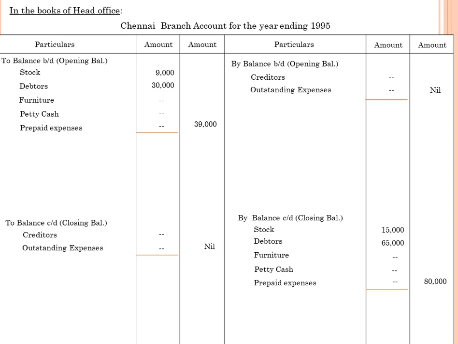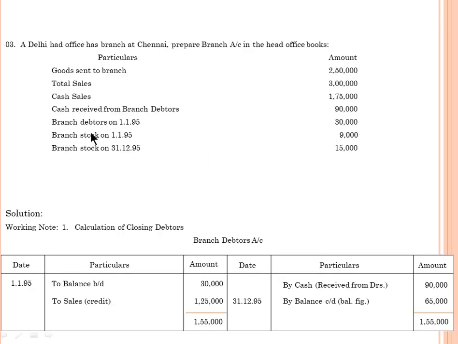Now we look into the problem. In this problem, there are no branch expenses. In this problem, only remittance we have on the credit side. Cash sales 1,75,000 and cash received from debtors 90,000. And we don't have any goods returned to head office. Now we move on to the branch account.